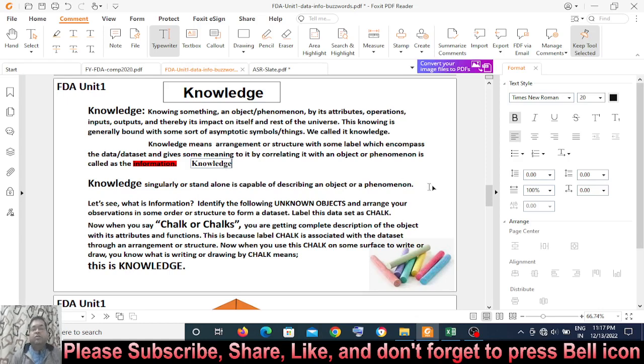Okay, so let's see. What is information? Chalk. Okay, we know the chalk. Now when we use this chalk and rub it on some surface and write and draw, we know that the chalk is used for writing and drawing. So we know now the chalk can be used for writing, and you also know what is writing or what is drawing, and this is knowledge. Okay, so I think that you got this thing.